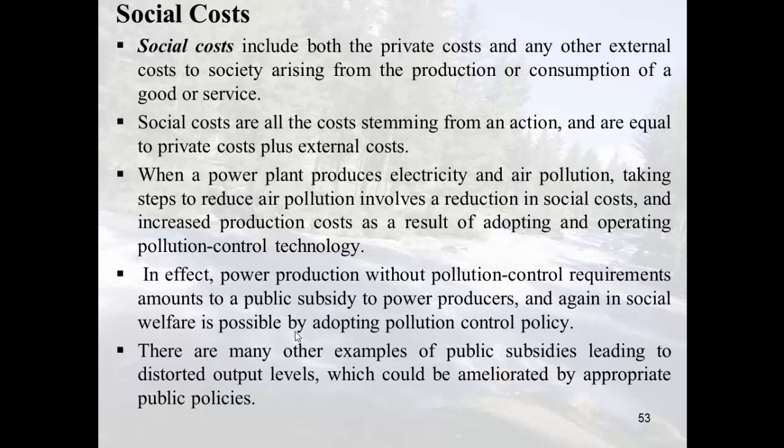Another type of cost is the social cost. The social costs include both the private costs and any other external costs to society arising from the production or consumption of a good or service. Social costs are those costs stemming from an action and are equal to private cost plus the external cost. When a power plant produces electricity and air pollution, taking steps to reduce the air pollution involves a reduction in social cost and an increase in the production cost as a result of adopting and operating pollution control technology.